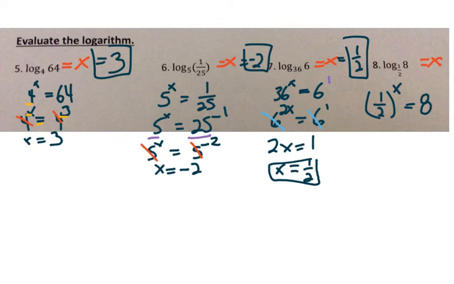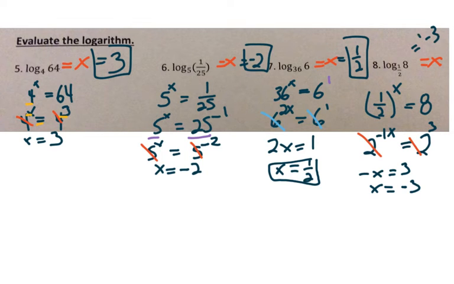Now in this one we can change both of them. The 1/2 side, I can rewrite this as 2 to the negative 1 because it's a fraction. Since the x is over here, it'll still be x. And I can write this 8 as 2 to the third. Cancel off your bases. So negative x equals 3, which means that x equals negative 3. So log base 1/2 of 8 is negative 3.